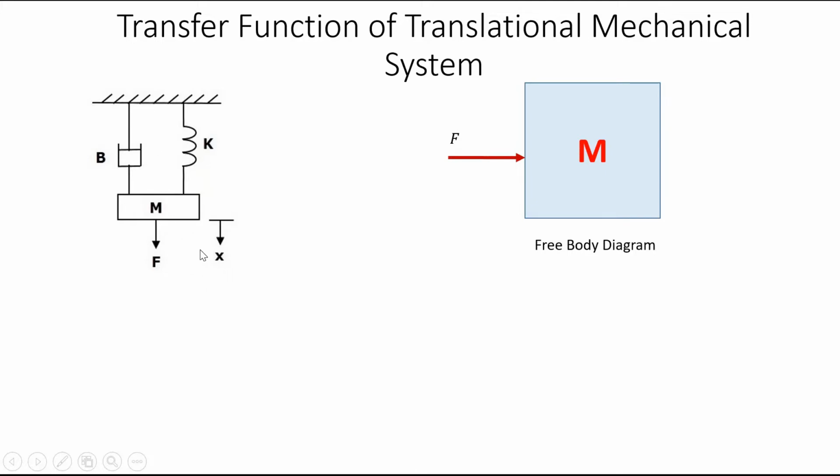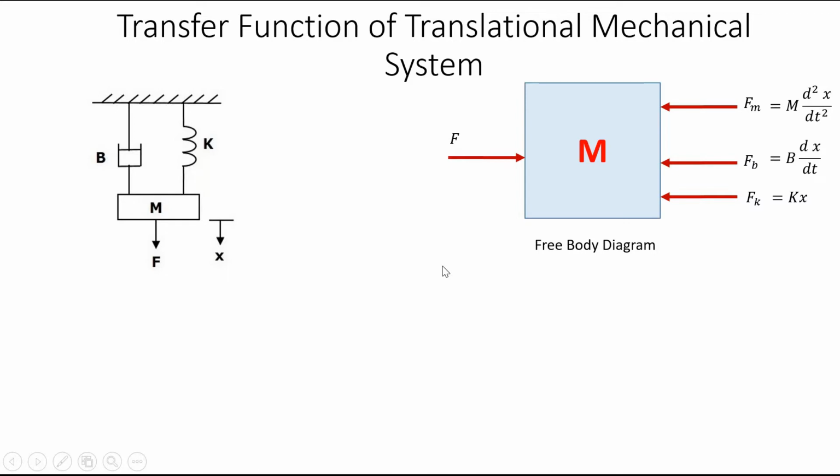The mass m is moving by the displacement x. The opposing force by the mass is Fm, which is equal to m d square x by dt square, by the dashpot b it is Fb, b dx by dt, and by the spring constant it is kx, so Fk equal to kx. These are the forces: the applied force in this direction, and the opposing forces are opposing the F.